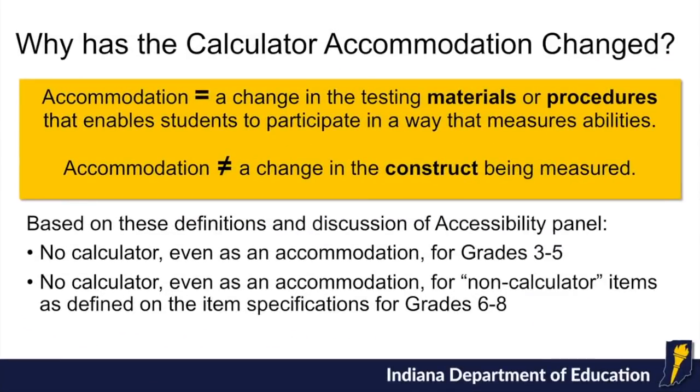You may notice that the calculator accommodation has been updated for ILEARN assessments. I'd like to take a few minutes to provide some background and explain conversations with our accessibility panel that led to these changes. An accommodation allows students to access a test, but it cannot change or impede the construct that is being measured. For certain types of questions in math, particularly those that measure computation and some aspects of number sense, the use of a calculator gets in the way of the intended measure of knowledge. That is, we are no longer able to assess whether the student has mastered these particular standards.